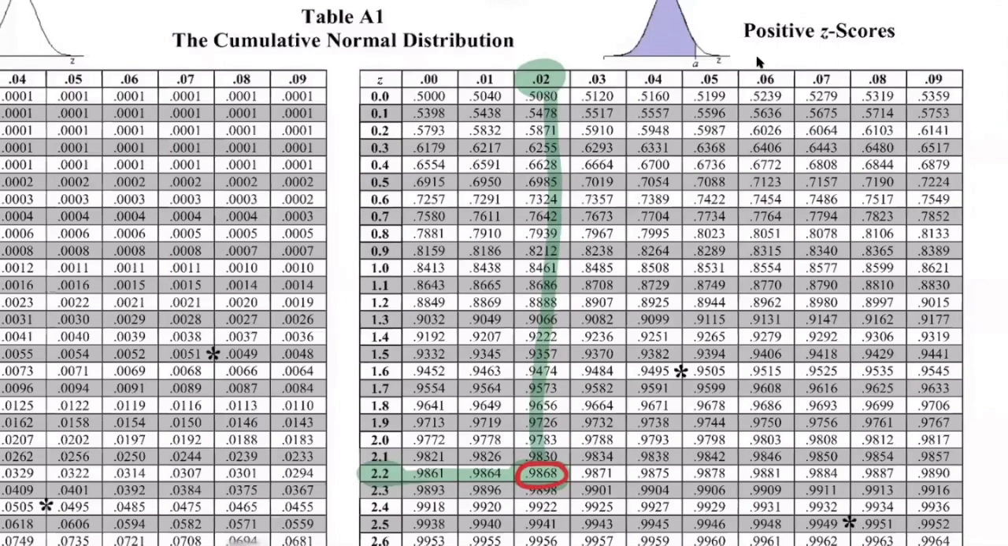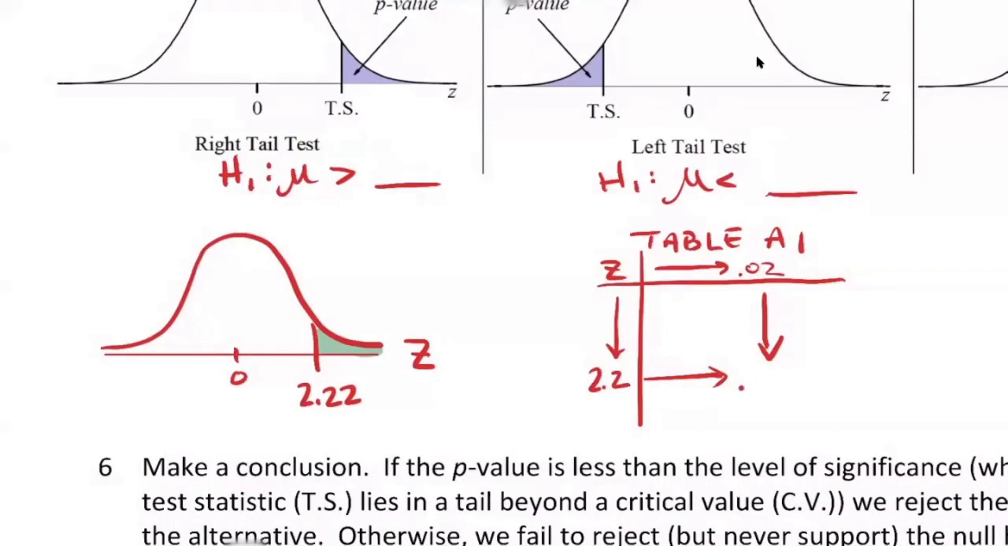Okay, any questions? That's not the p-value. This is giving the area to the left always. Don't forget, it only gives areas to the left. This is a right tail test, so we need to doctor that a little bit. Okay, so 0.9868 is what it says. That's the area to the left.